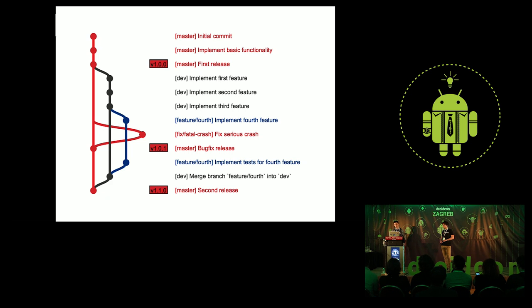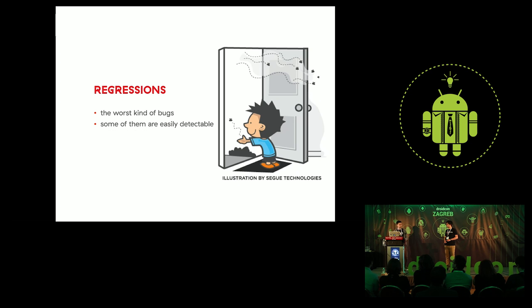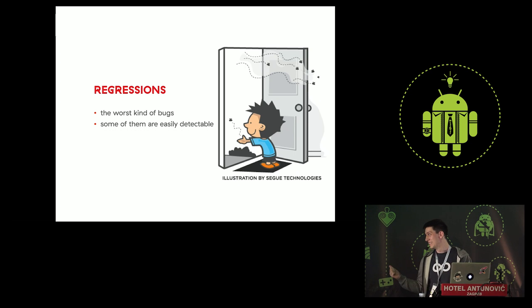And the next thing we wanted to improve is, of course, code quality. One of the worst things about software development, in my opinion, are regression bugs. This picture is completely accurate. So, well, regressions.